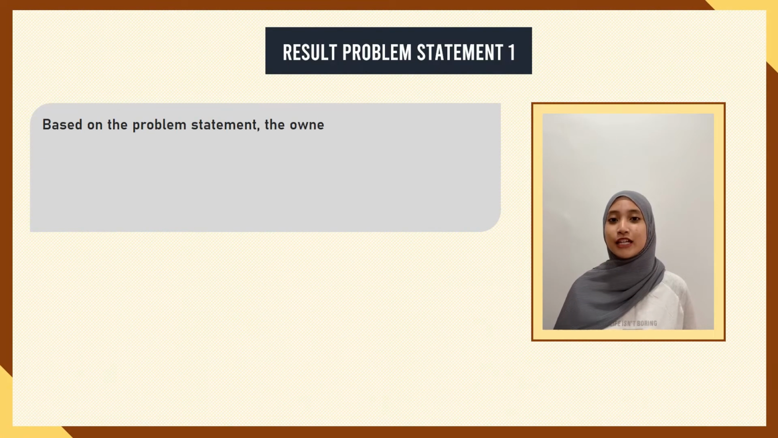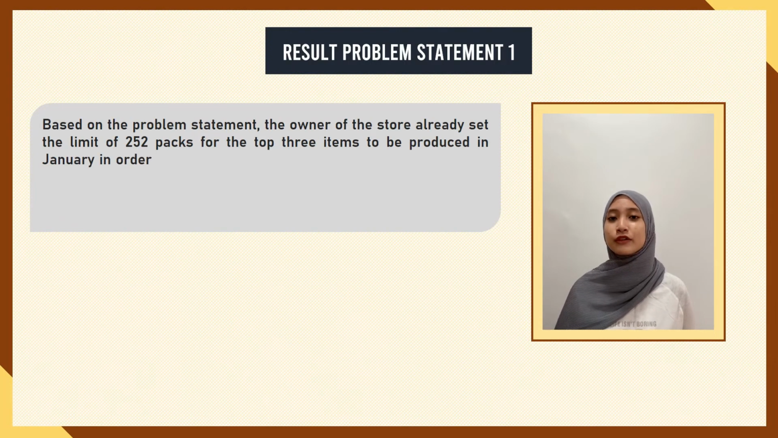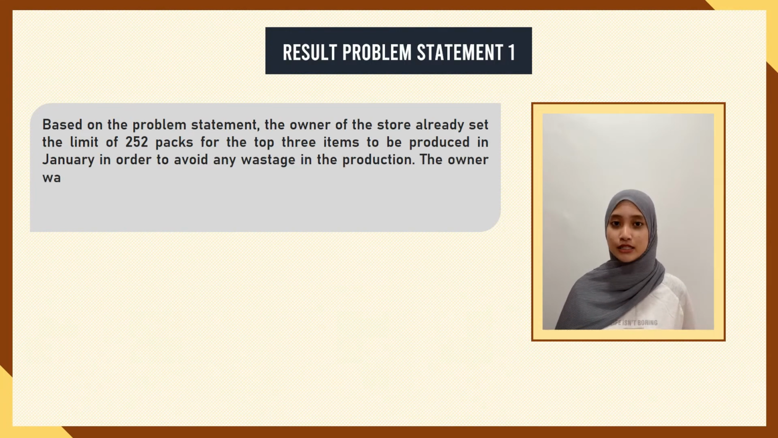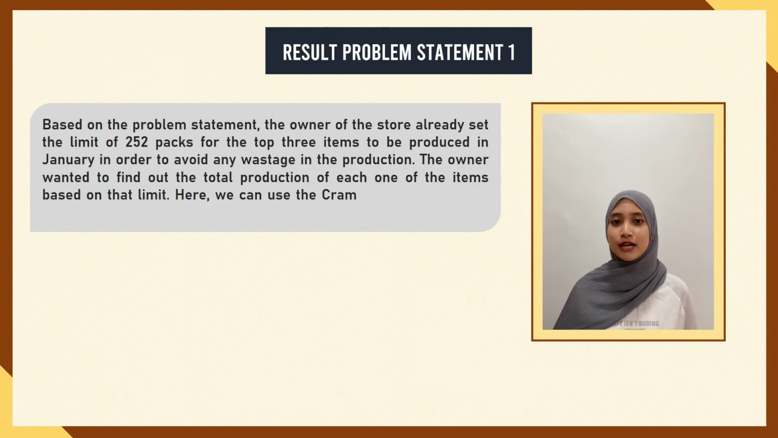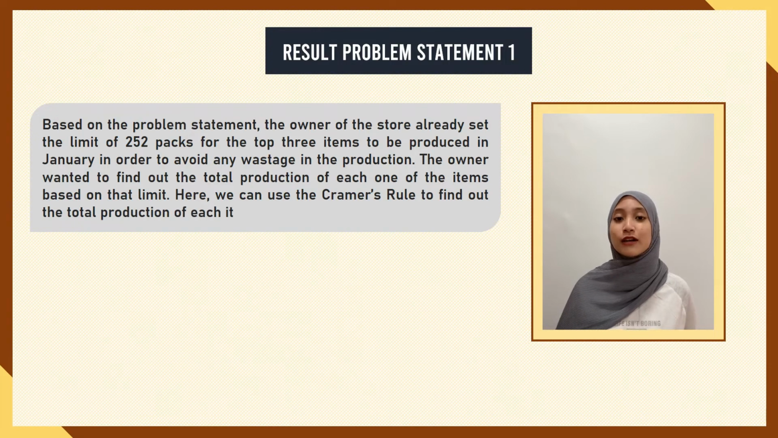Based on the problem statement, the owner of the store already set the limit of 252 packs for the top 3 items to be produced in January in order to avoid any wastage in the production. The owner wanted to find out the total production of each one of the items based on that limit. Here, we can use Cramer's rule to find out the total production of each item respectively.